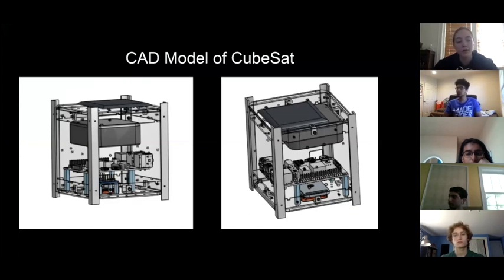Our CubeSat also needed to be less than 1.33 kilograms in weight, which we created a mass budget to determine. In total, our CubeSat turned out to be around 500 grams in weight, which was pretty much perfect. We had plenty of room to play with and to get everything right within our CubeSat.